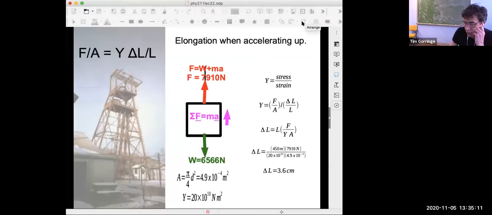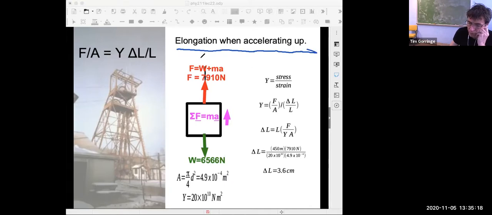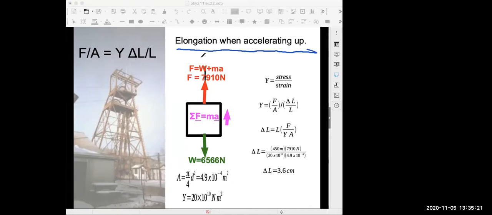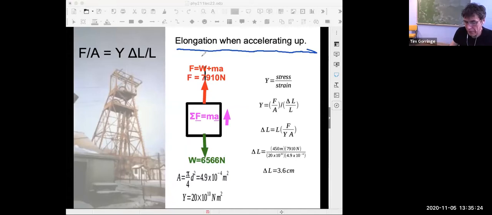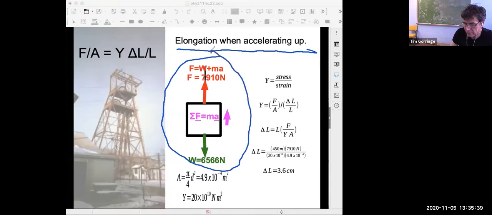So this slide is my solution to the stretch of the cable when it's at the bottom of the mine shaft and when we're going to accelerate the elevator back up. And so again, start with a sketch of all the forces involved on the elevator. And here there's an important point. Here there's the key point.